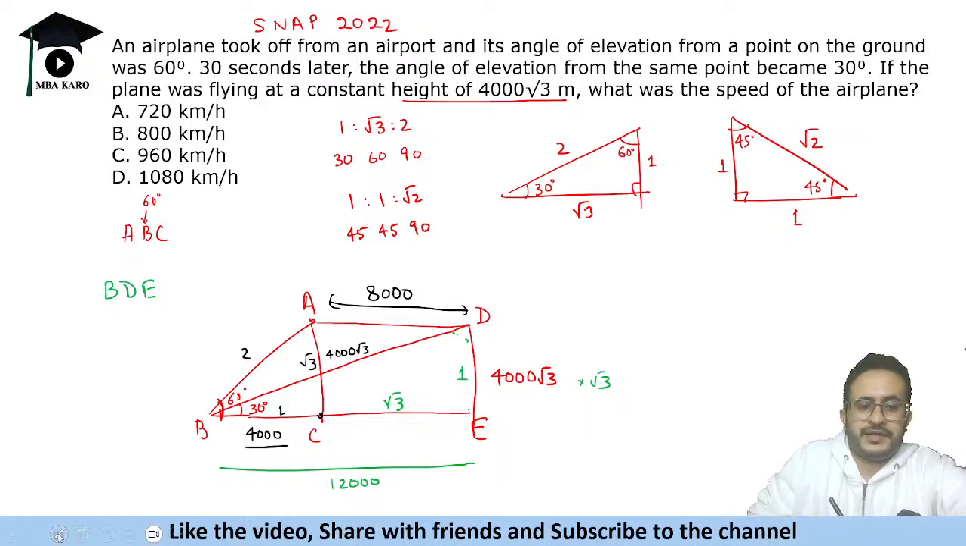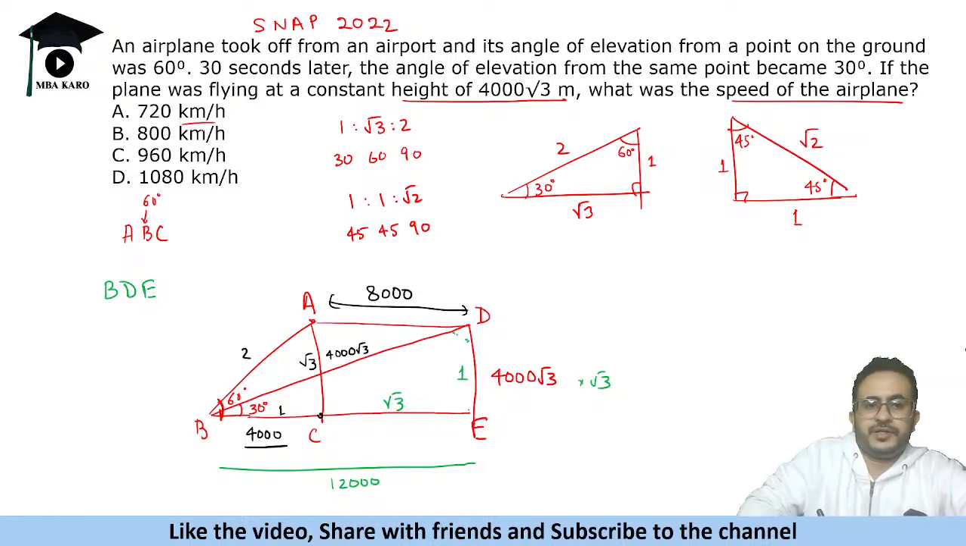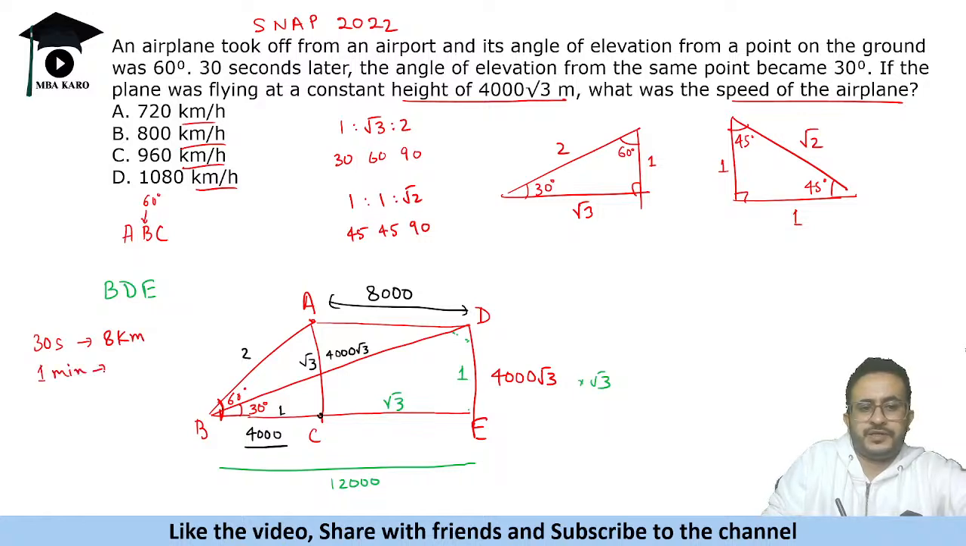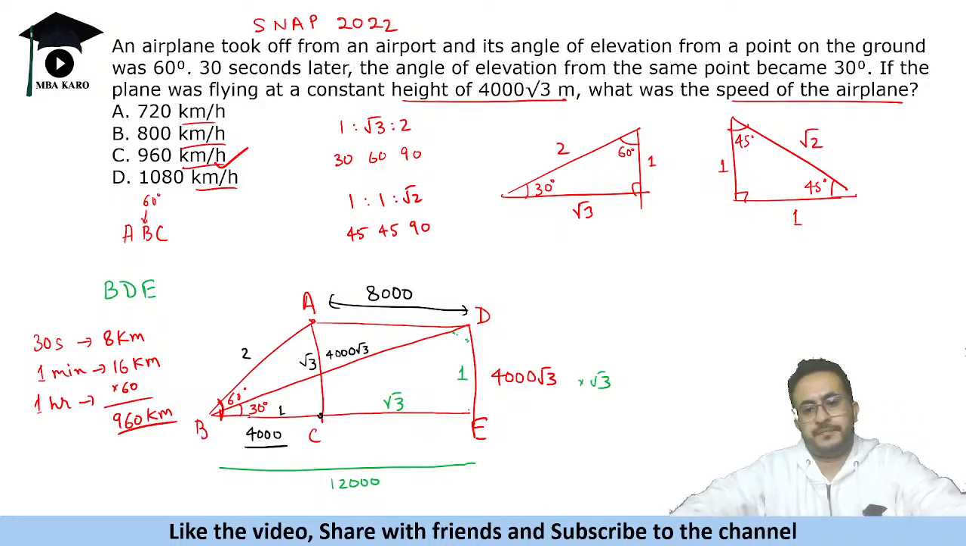Now it is covering 8,000 in how many seconds? 30 seconds. So हमें क्या निकालना है? We have to find the speed of the aeroplane and it is given in kilometer per hour. So 30 seconds, it is covering 8 kilometers. 1 minute, that is twice of this, it will cover 16 kilometers. Okay, so 1 hour, it will cover 16 into 60, which is 960 kilometers. So 960 kilometer per hour.